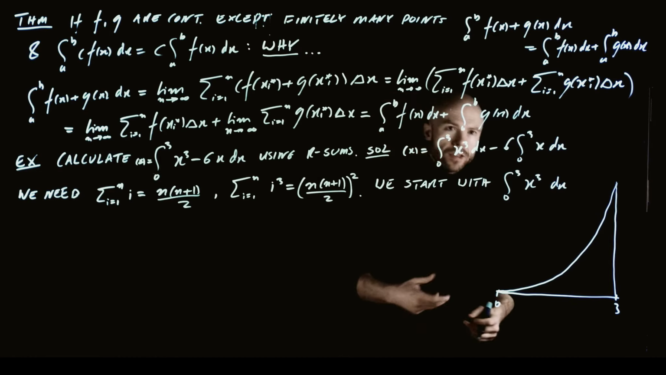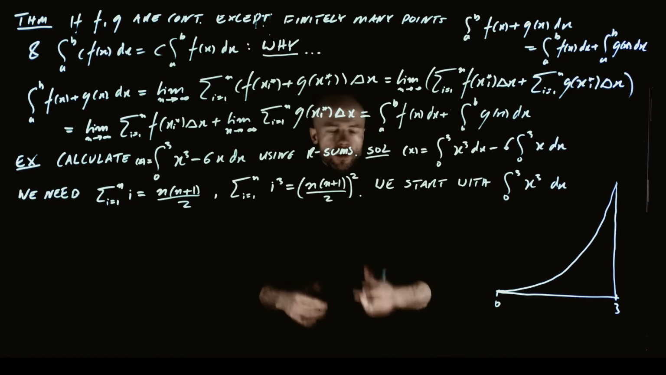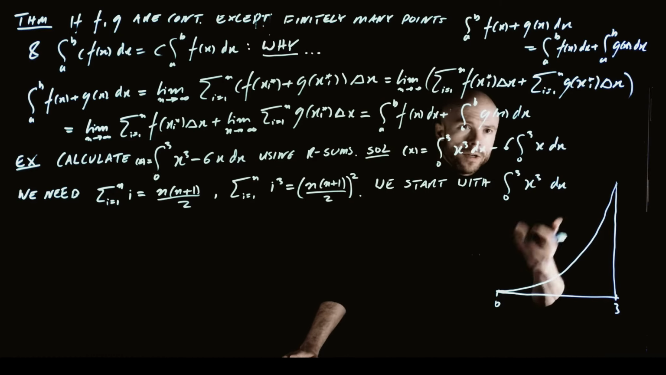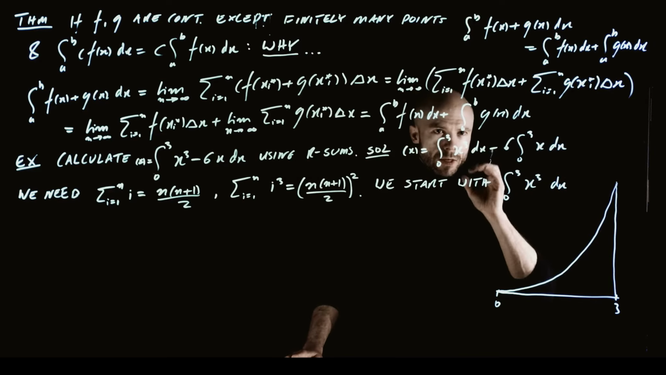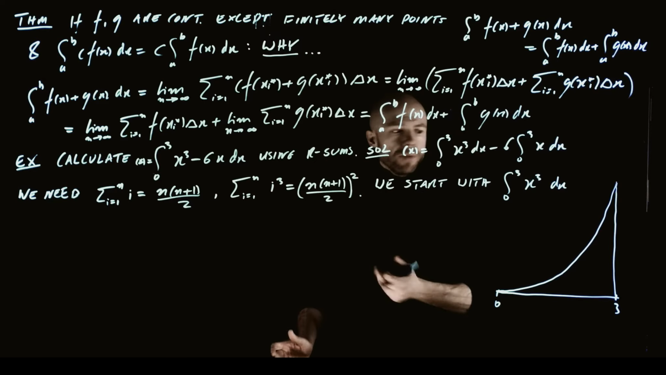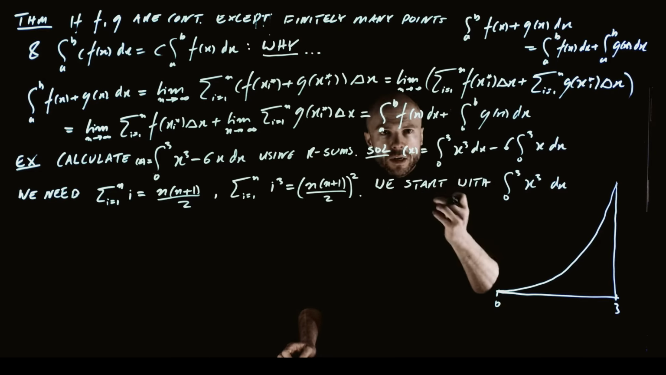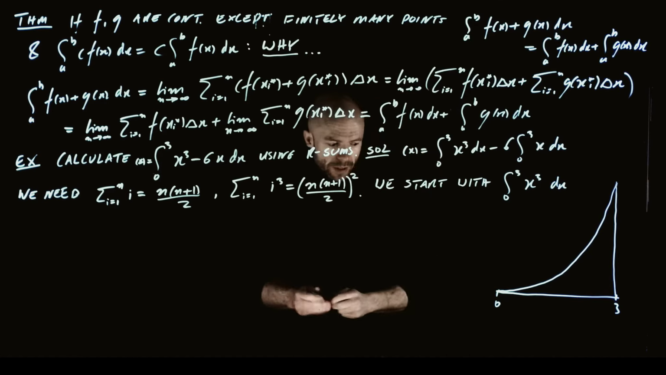And because we know this is an integrable function, it's continuous, we have no problems, we can choose any sample points that we like, and we're going to choose the right endpoint just for simplicity. But the first thing we have to do is to find our intervals. And to do that, we have to figure out what's the length of them. So if we have 0 to 3, we cut it up into n equal subintervals. How long will each subinterval be?